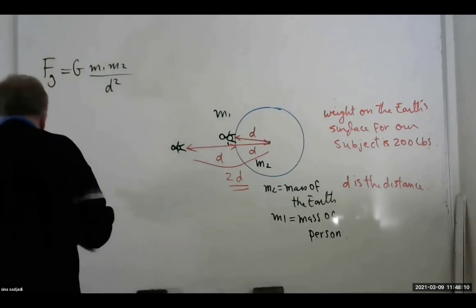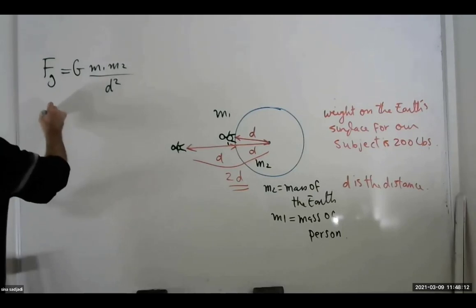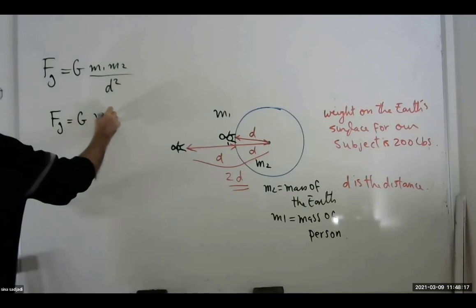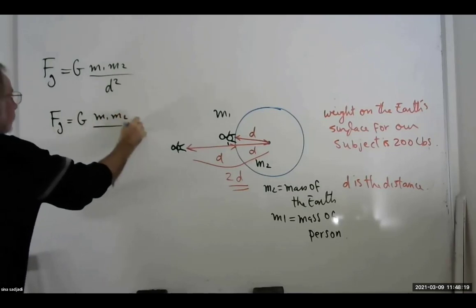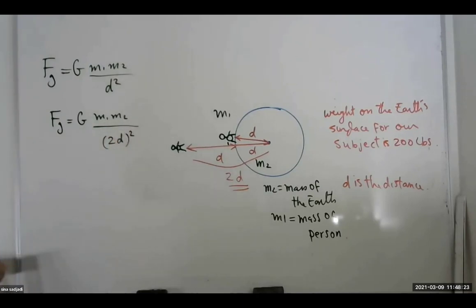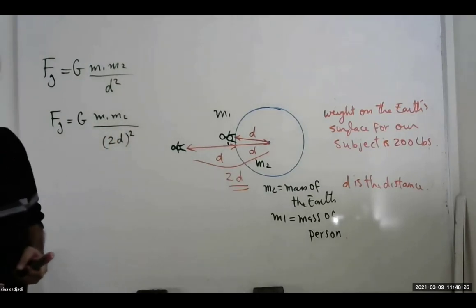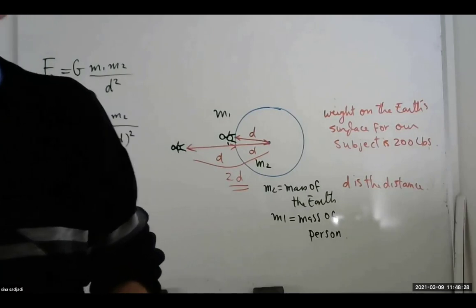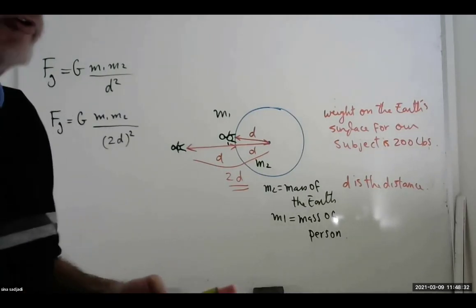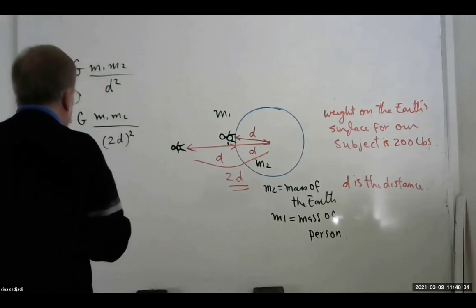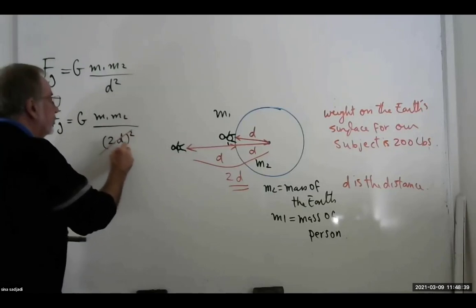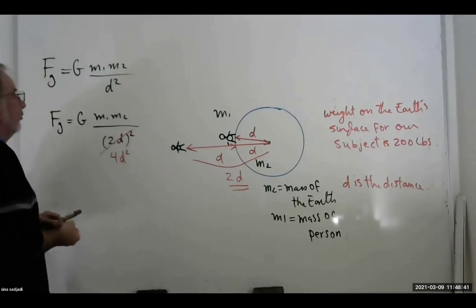All right, so we'll write the formula one more time. Force of gravity is equal to G times M1 times M2 divided by 2D squared, like that. So 2D squared means 2D times 2D. D times D is D squared, 2 times 2 is 4. So this would be 4D squared, like that.